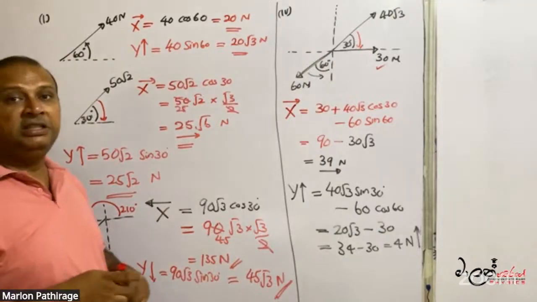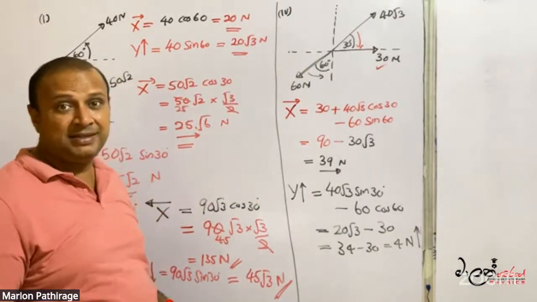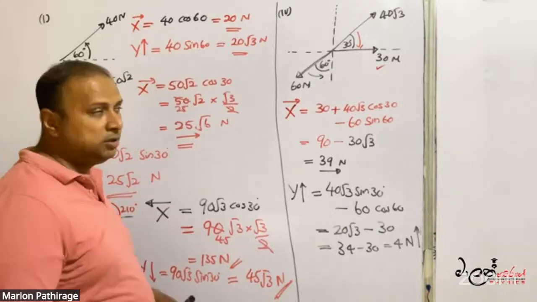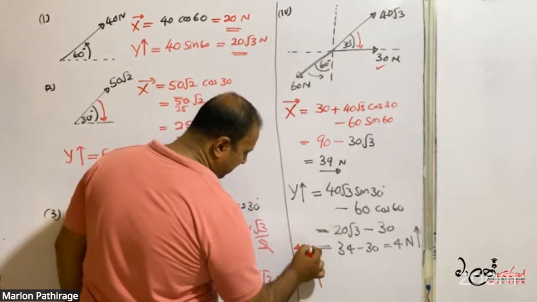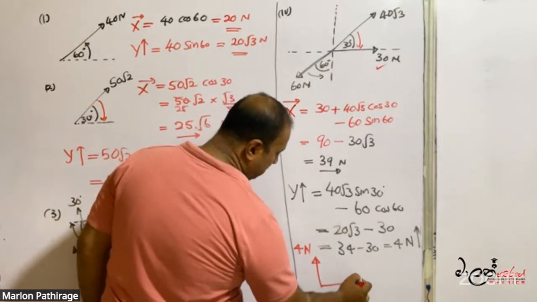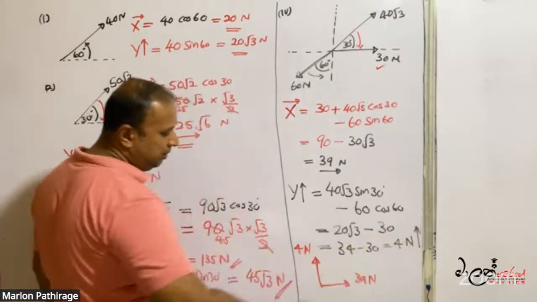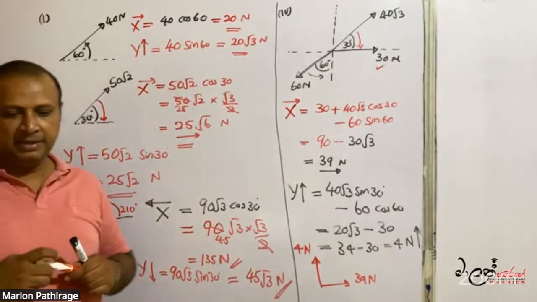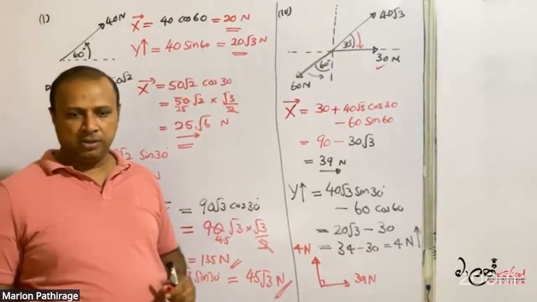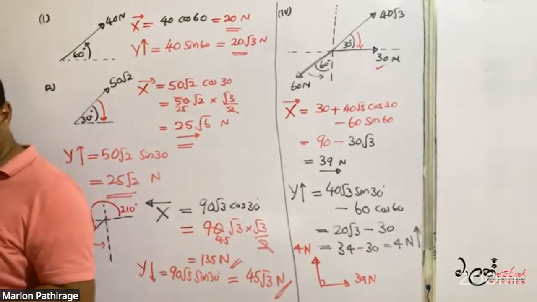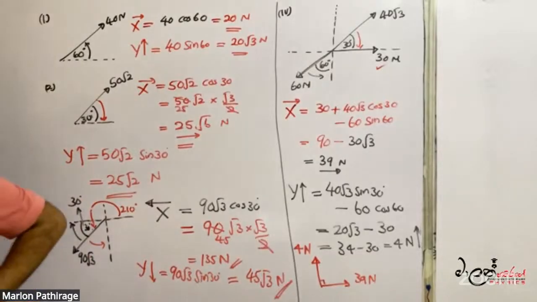Therefore, this vector system can be reduced to two perpendicular forces. One is 4 Newton in the upward direction, the other one is 39 Newton to the right-hand side. Those are two perpendicular forces. If you got that one, please raise your hand. If you want to write anything, now you are free to write.